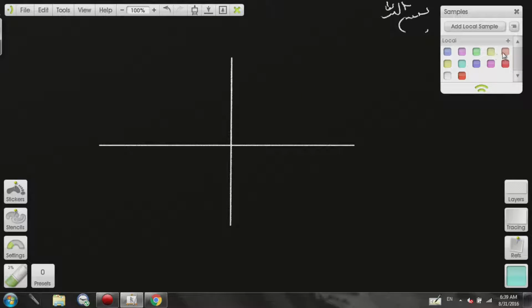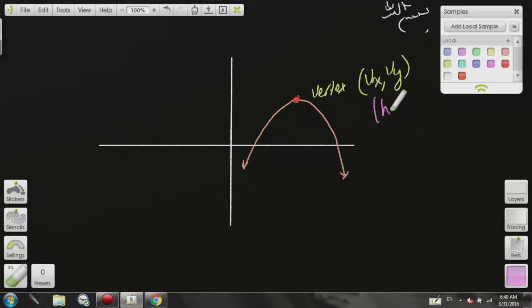Okay. So here's a parabola. Every parabola has a vertex, like this. This is the vertex. And the vertex is an ordered pair. Now we call this Vx and Vy. Many books call this H and K, Vx being H, Vy being K. Whatever you call it, it's an ordered pair that represents the vertex, the very special point right there.